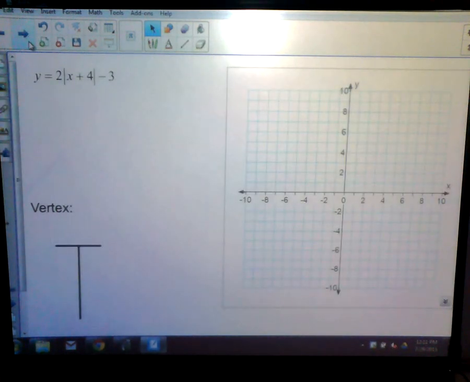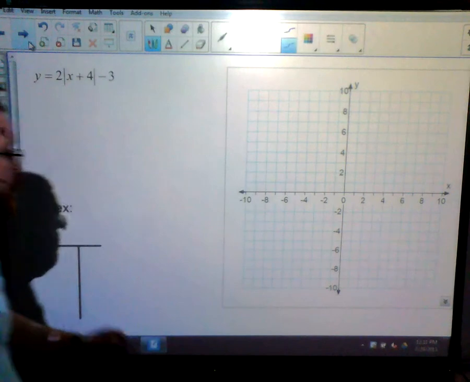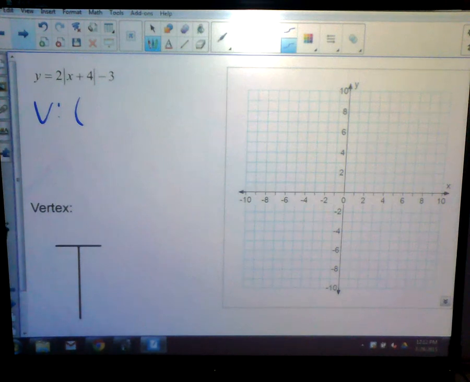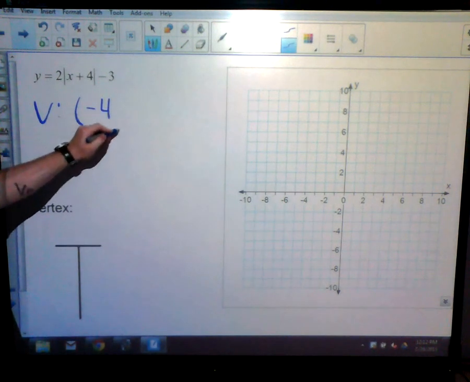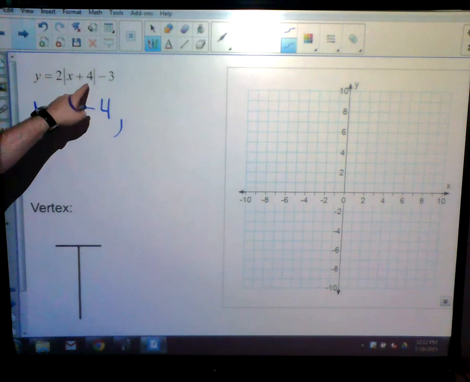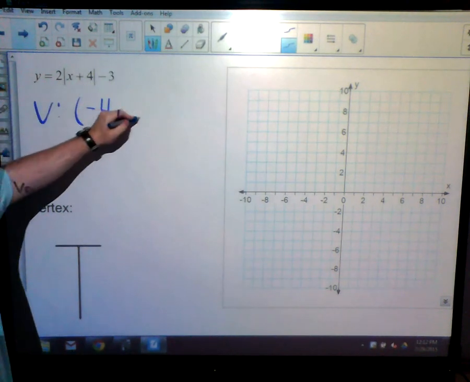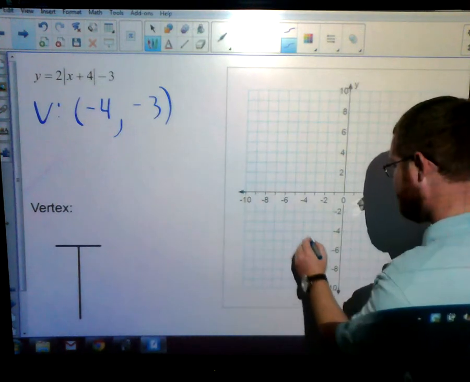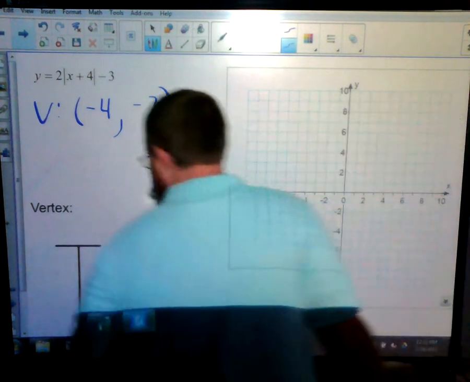2 absolute value x plus 4 minus 3. So let's find the vertex. What number would make the inside equal 0? Negative 4. If you plug negative 4 back in, you get 0 times 2, which is 0, minus 3. So the vertex is negative 4, negative 3.